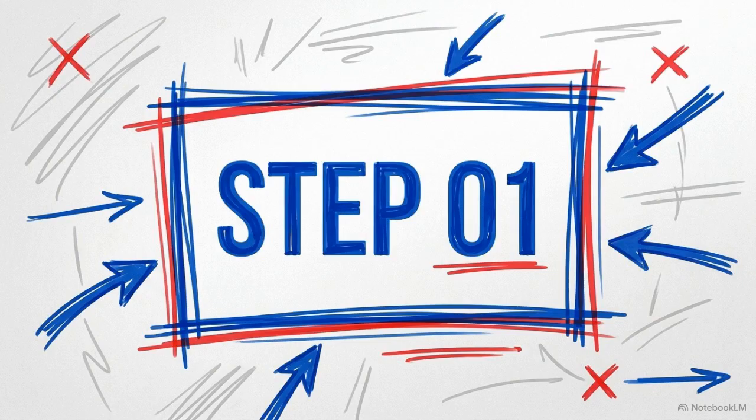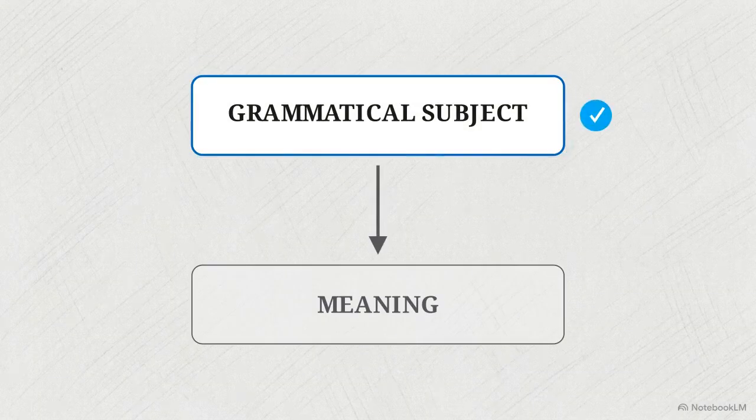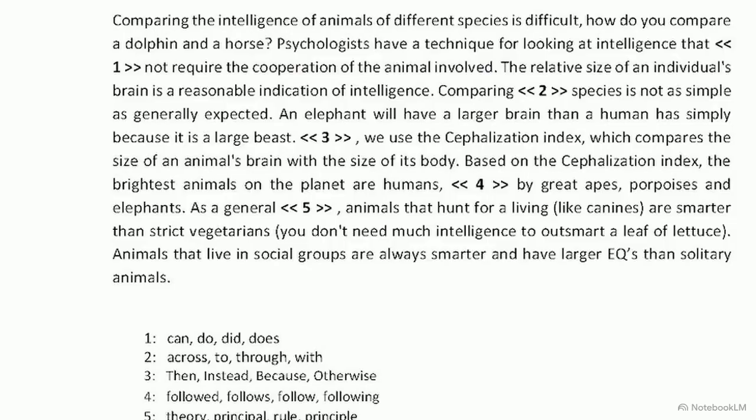Locating the structural root of the sentence is the mandatory first step. You must verify the grammatical subject before interpreting the meaning of the words. In the second blank, the difficulty shifts. Here, grammar provides the framework, but we need contextual logic to decide on the preposition.